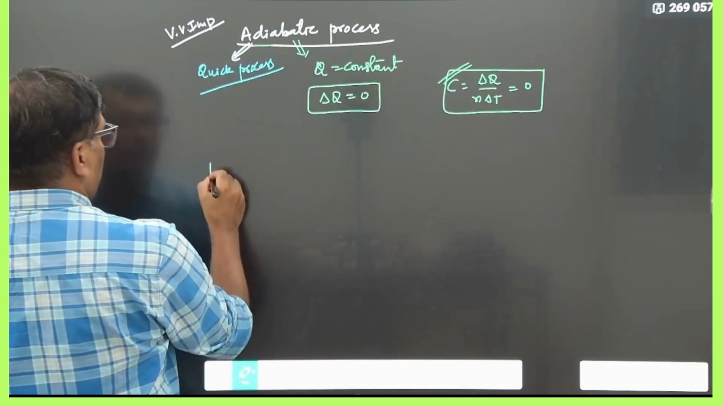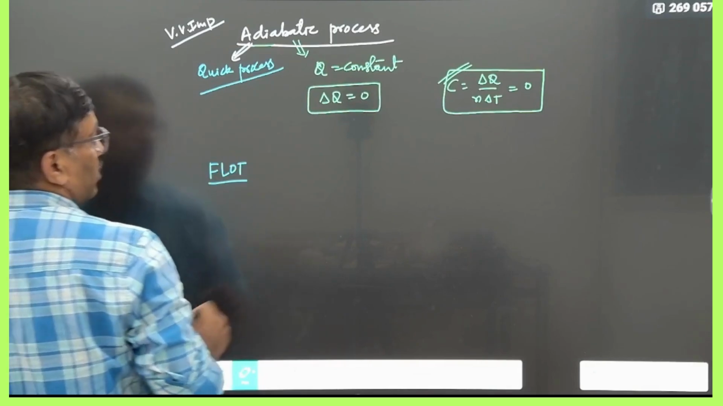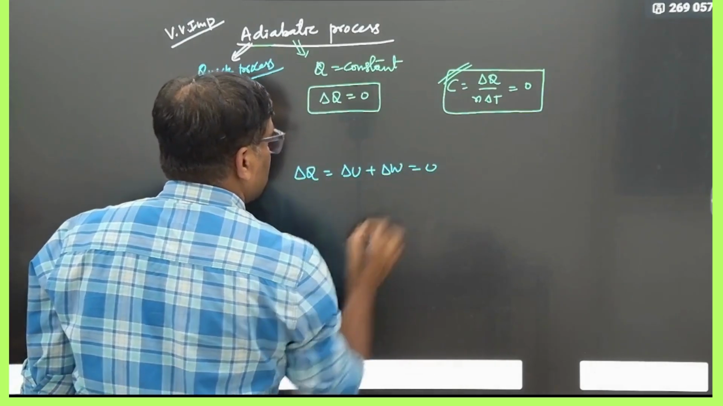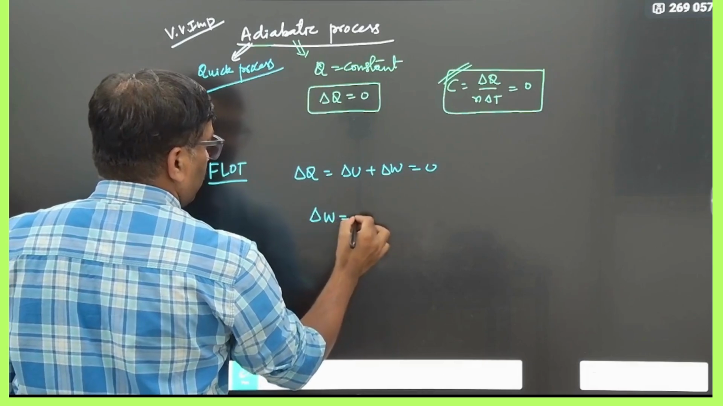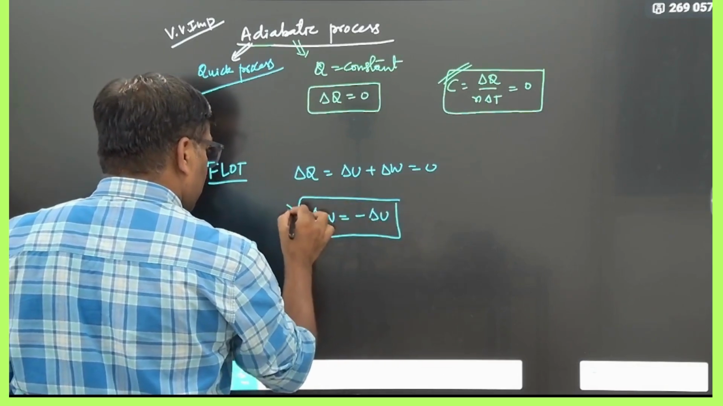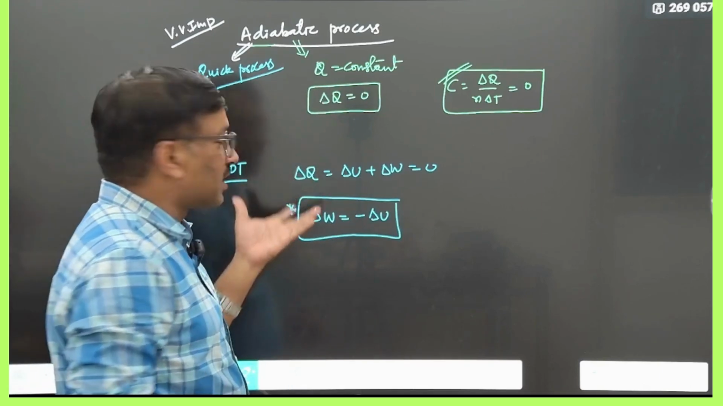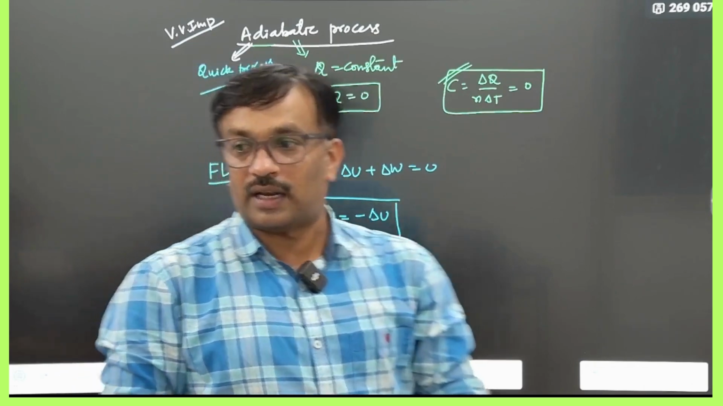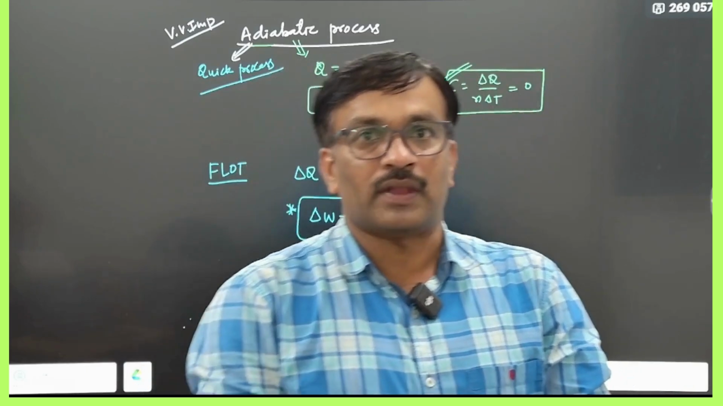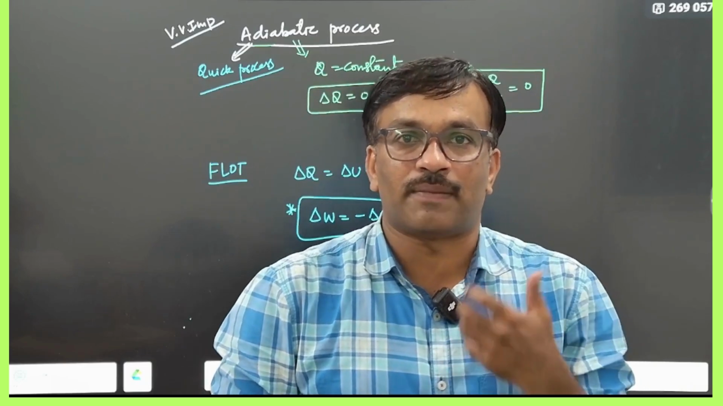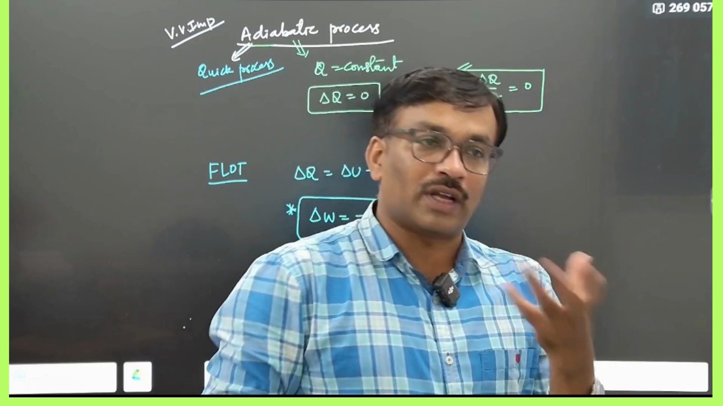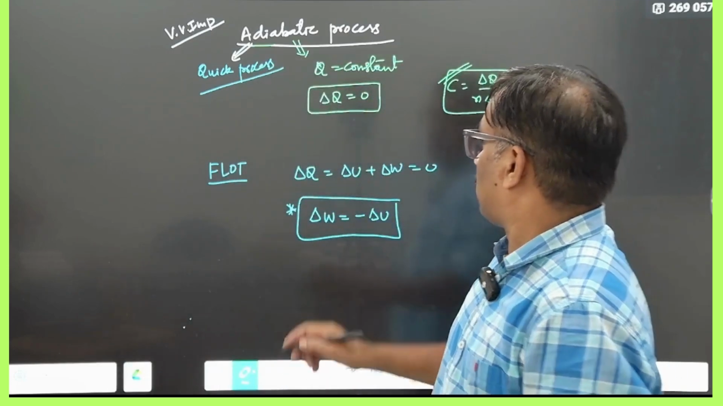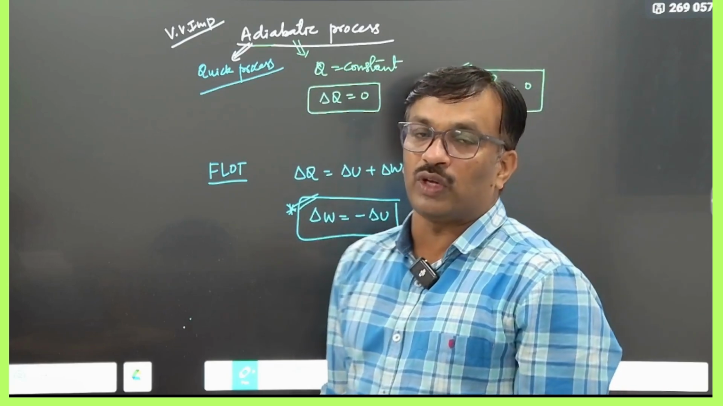Now, what is the first law of thermodynamics we can apply in the adiabatic process? So delta Q is equal to delta U plus delta W. So this is equal to 0. Therefore, delta W is equal to minus delta U. So what does it mean here? Here we are not supplying heat energy, but we are doing work, therefore it is changing the internal energy. That means sometimes questions can come: without supplying any heat, can you increase the temperature of the gas? Or without extracting heat, can you decrease the temperature of the gas? Yes, it is possible. That is only by doing work.